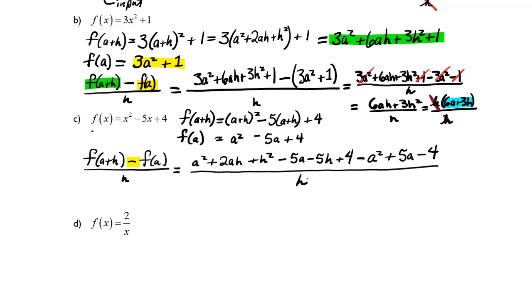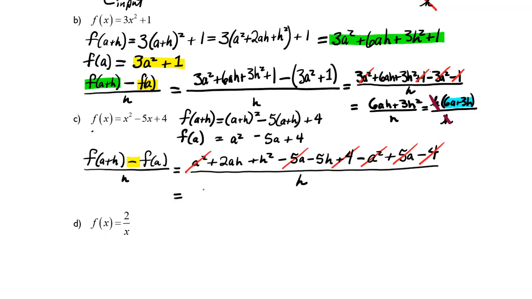And now I just combine like terms in the numerator. This can get a little bit hairy because there's so many terms sometimes, but there is a pattern. So the a squared and the negative a squared add to 0. The 4 and the negative 4 add to 0. The negative 5a and the positive 5a add to 0. Notice that everything that's left is an h, so the pattern still holds.